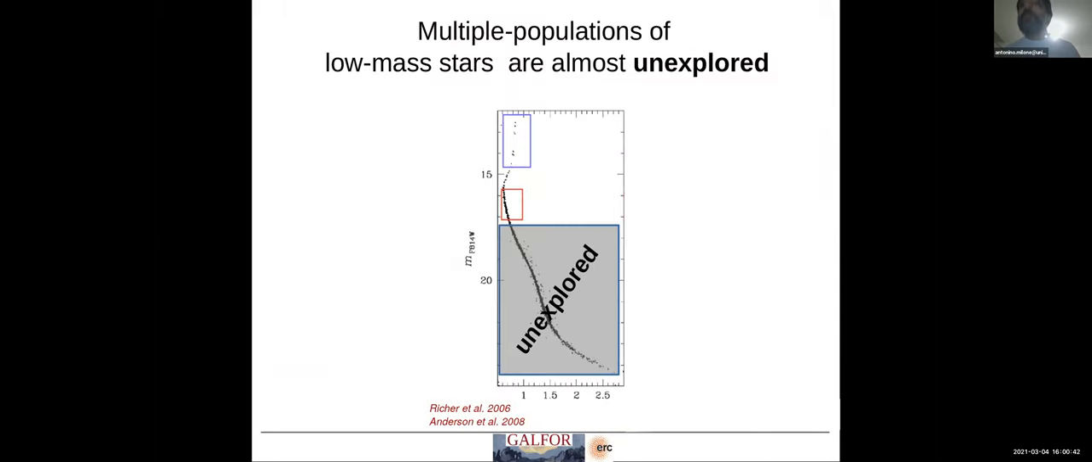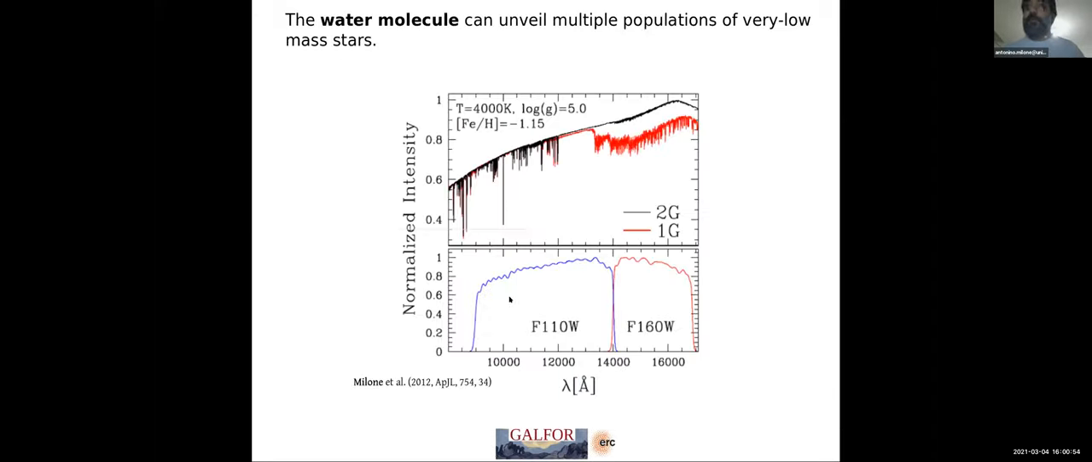So we need a new tool to investigate the majority of cluster stars, because all this region, which is most of the mass in stars of globular clusters, is completely unexplored. The solution is provided by water in stars, and by other molecules, of course. This is the comparison of spectra of first and second population stars in globular clusters. You see that there is a huge difference in fluxes when we approach the near infrared, and this difference in flux translates into a difference in photometry.